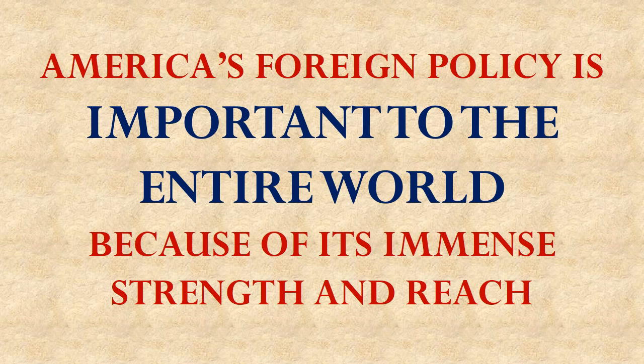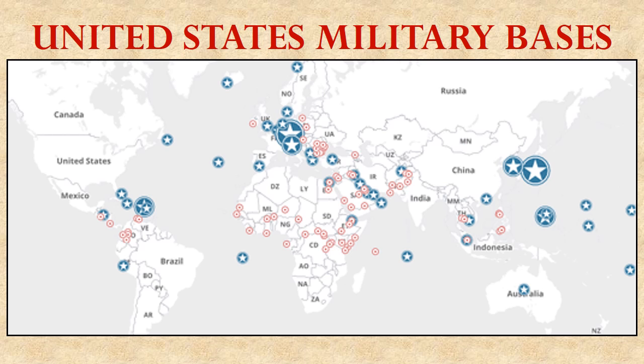In previous lessons, we've learned about public policy in general and about foreign policy in particular. And we've learned that America has certain choices about how it should behave in foreign policy, whether it's going to be realist or idealist, for example. Now, those choices that America makes are important to the rest of the world because of the immense strength and reach of the United States. Here's one example of America's immense strength and reach.